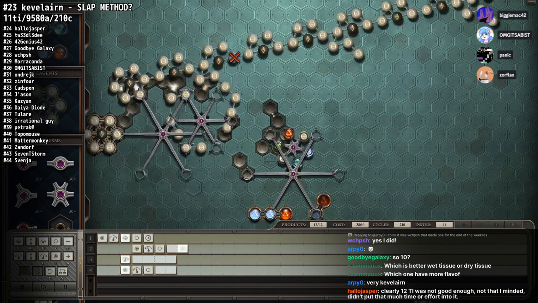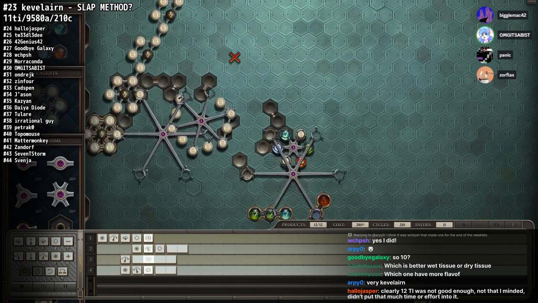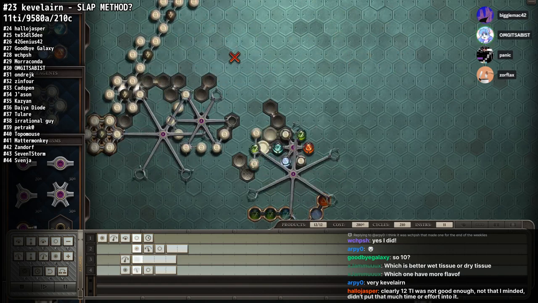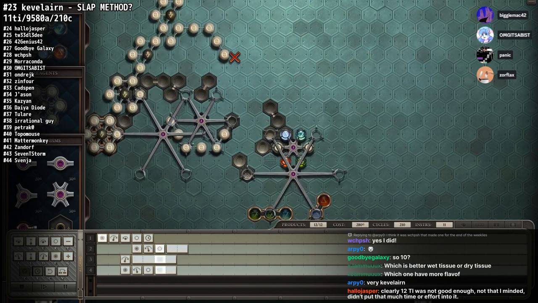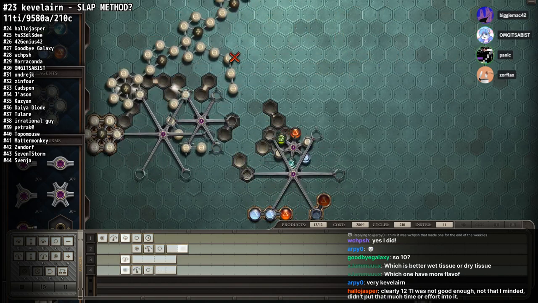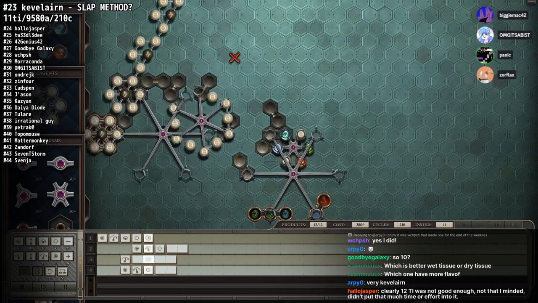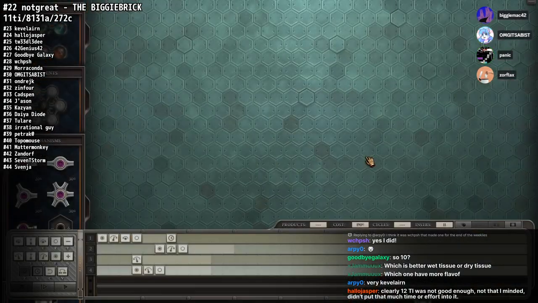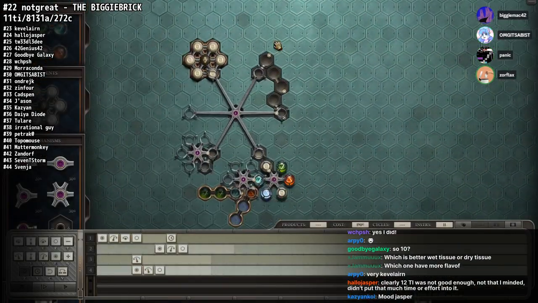Yeah, I figured that would be a problem, so I'd never tried it. But I guess this works. Just make two into three. Mm-hmm. So now we have a 1400 area drop. Not great. The biggie brick. Oh, is it?